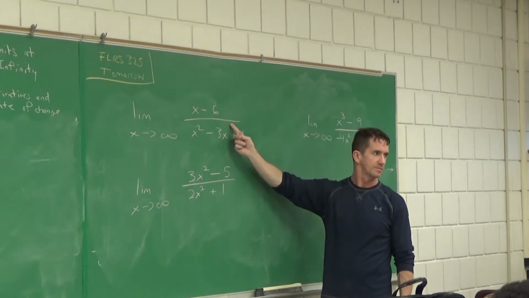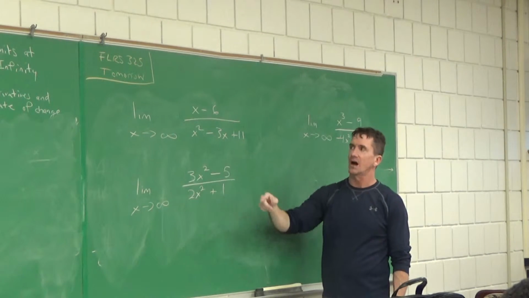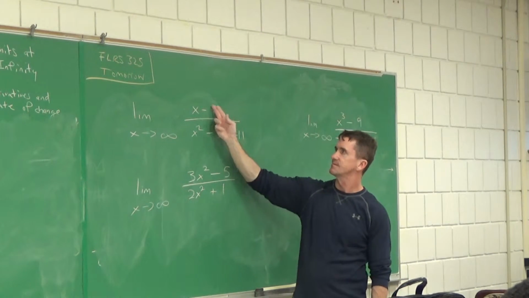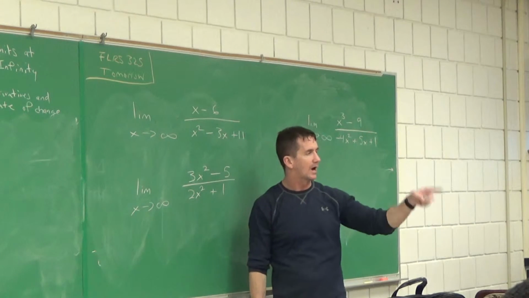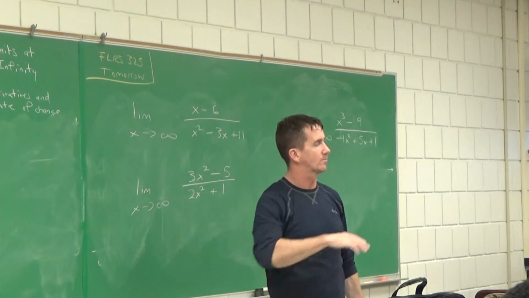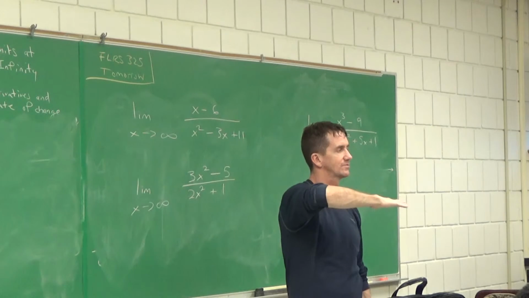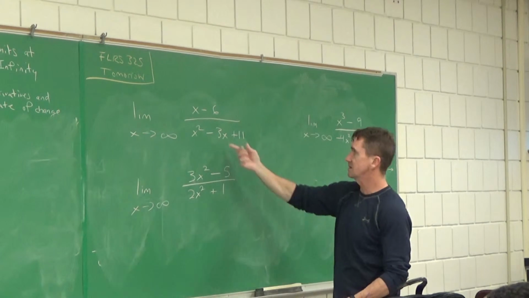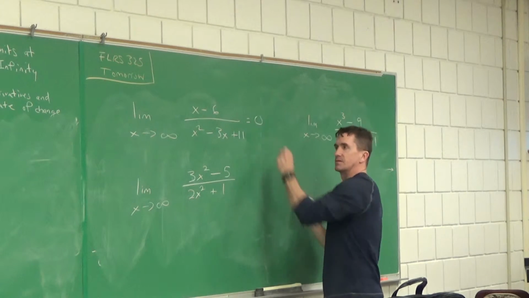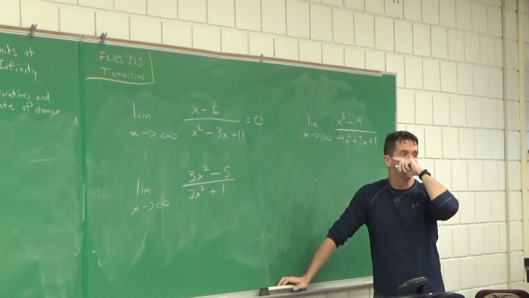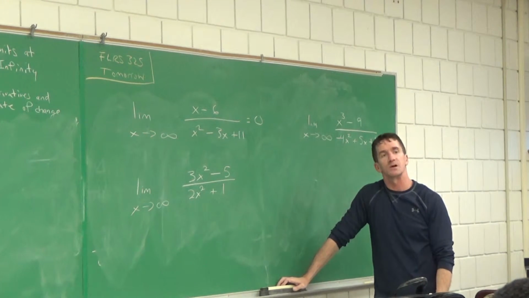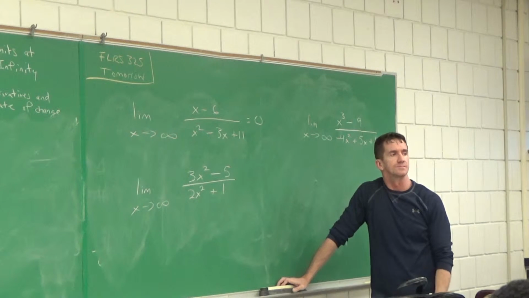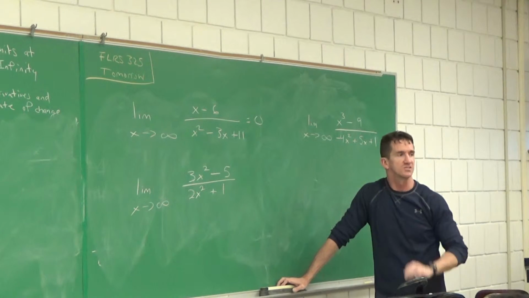Joe, do you know this one? Where's the highest exponent? On the bottom. And when the highest exponent's on the bottom, no matter what, where was the horizontal asymptote every time in a rational function? 0. Always 0. So guess what this is going to be? 0. By the way, I'll show other ways we do these problems.